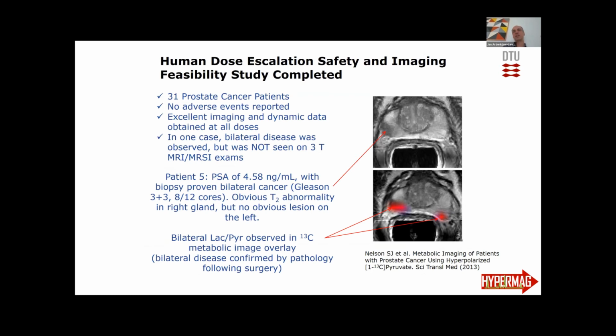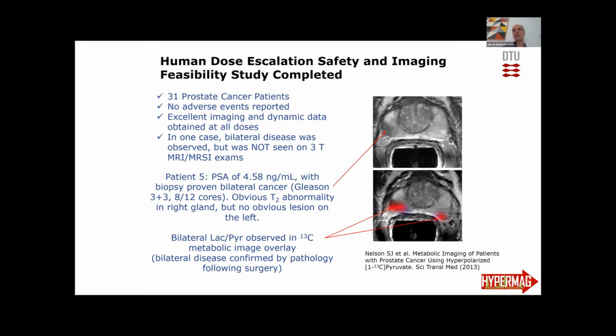This patient is now being imaged with an EPSI sequence, and we can then generate an overlay lactate over pyruvate map, as it was done back in those days. You see the lactate hotspot in the tumor area, just as we had hoped and expected. But in this case, it actually turned out that the patient had bilateral cancer, which was not known. So it actually had an effect for this patient, even though it was just a safety study.